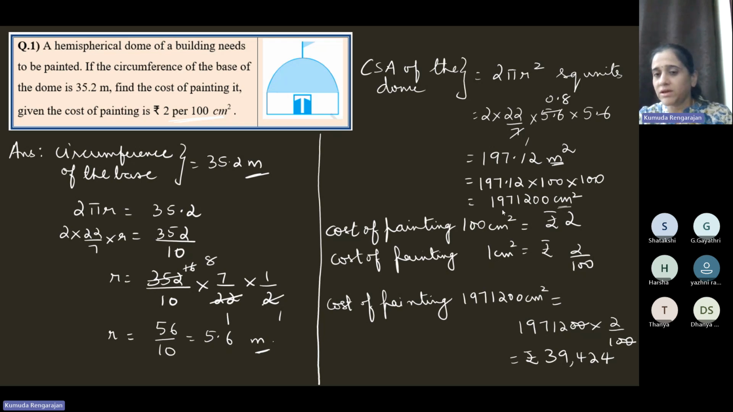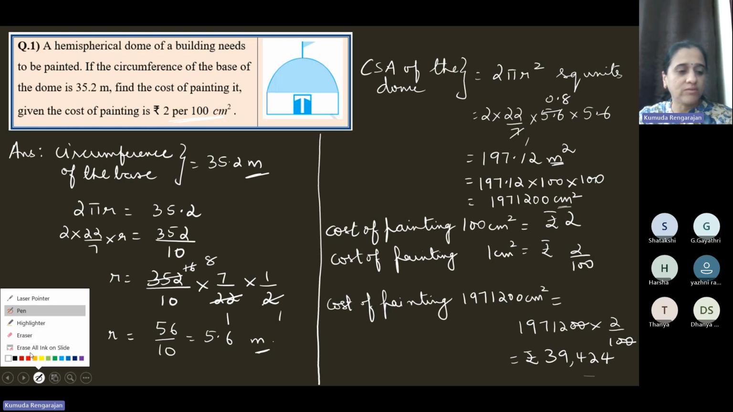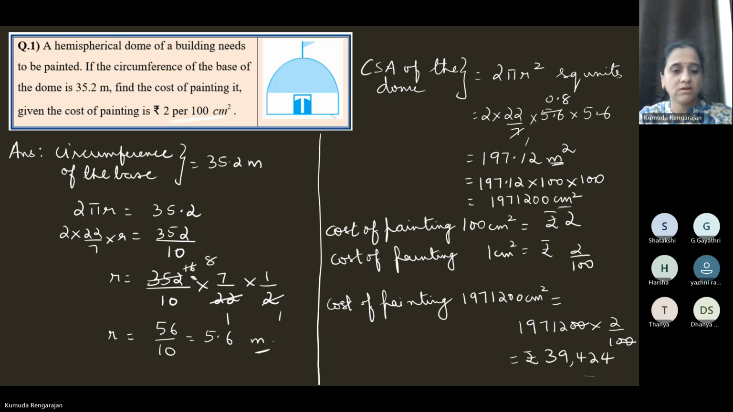So 1971200 centimeter square will be this one into 2 by 100. Simplify, and that's 39,424. Right? See here, simplification you can start right from here also. I'll just redo this. Tell you something here.